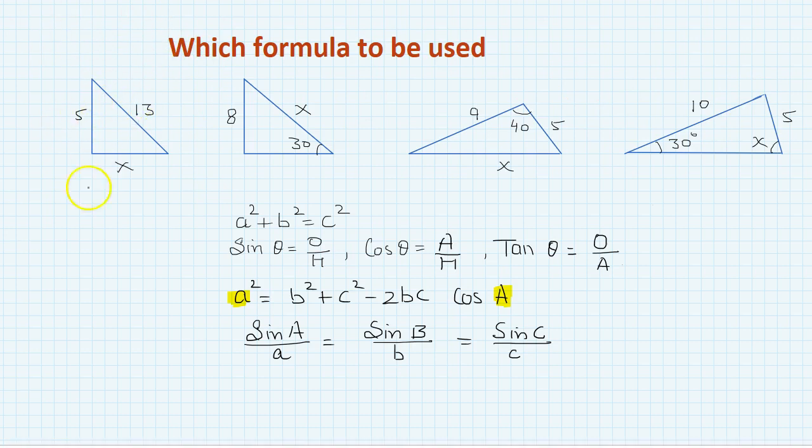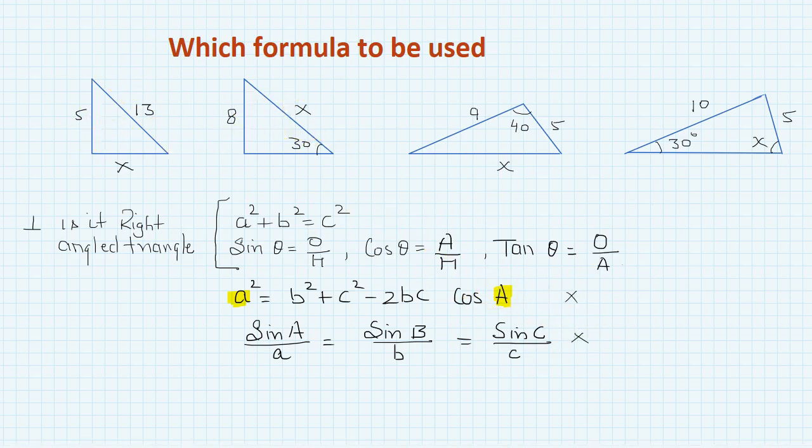Now when you come across this question, consider one thing. First thing to be considered is, is it a right angle triangle? If the answer is yes, then you are only going to use these 2 formulas. These are for right angle triangles. You are not going to use the cosine or sine formula. Now there are two types of right angle triangles. One is this, and another one is this. This is also a right angle triangle.